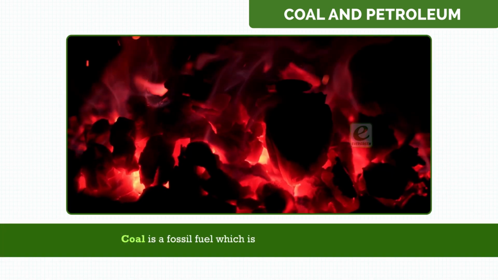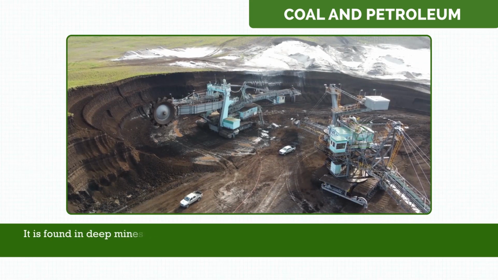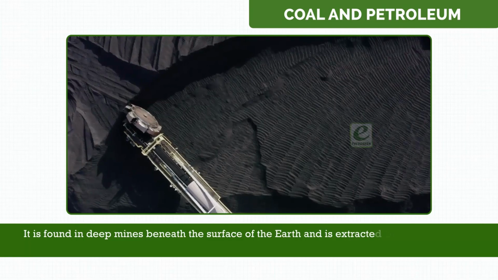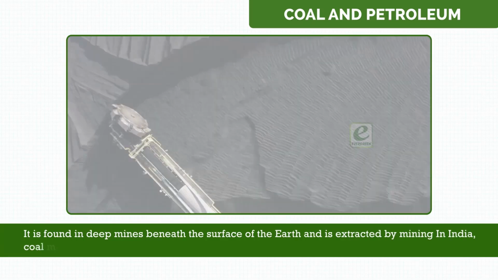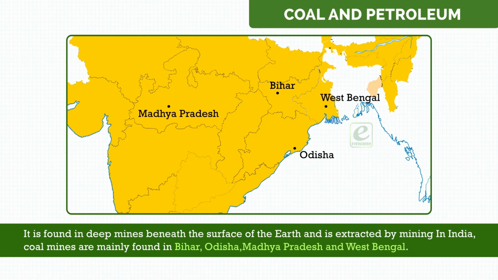Coal. Coal is a fossil fuel which is hard and black in color. It is found in deep mines beneath the surface of the earth and is extracted by mining. In India, coal mines are mainly found in Bihar, Odisha, Madhya Pradesh, and West Bengal.